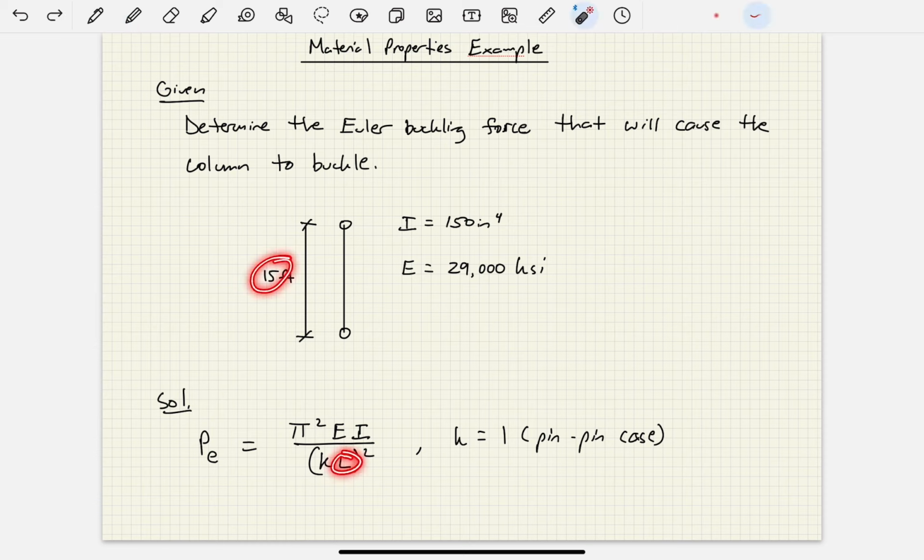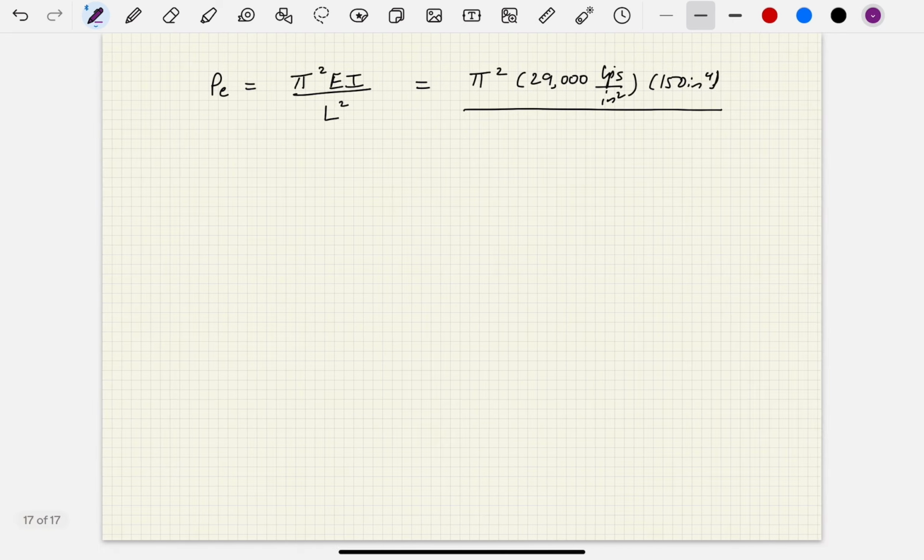It's 15 feet, but you have to be careful with your units. Notice I is given in inches to the fourth and E is kips per square inch. So we need to convert 15 feet to inches so we have consistent units. 15 feet turns out to be the same as 180 inches. I know that by saying 15 feet times 12 inches per foot, okay? And so this is 180 inches, and I'm going to square that, okay?